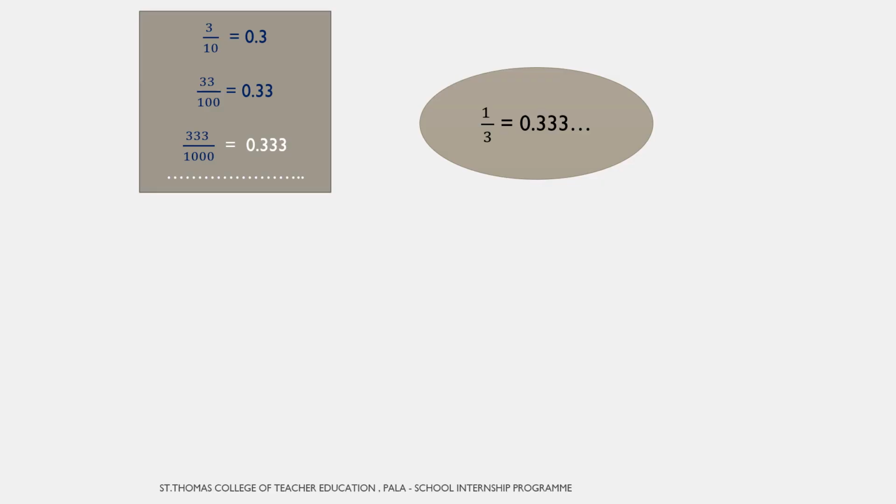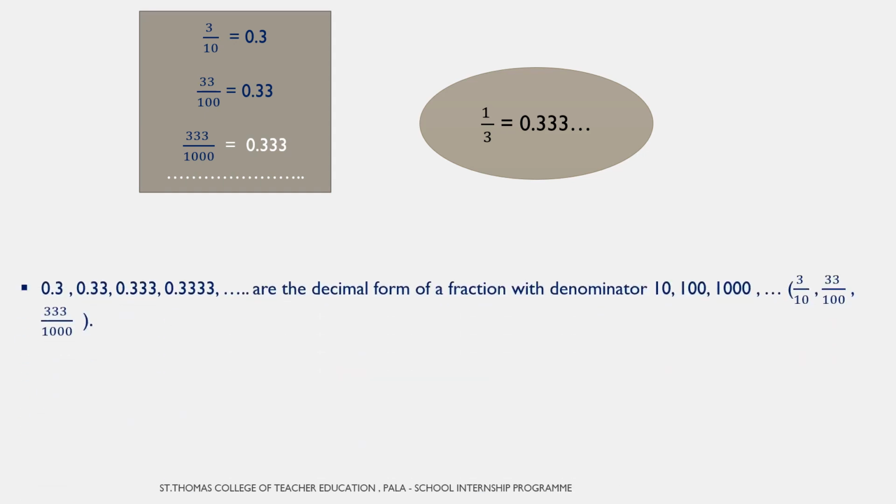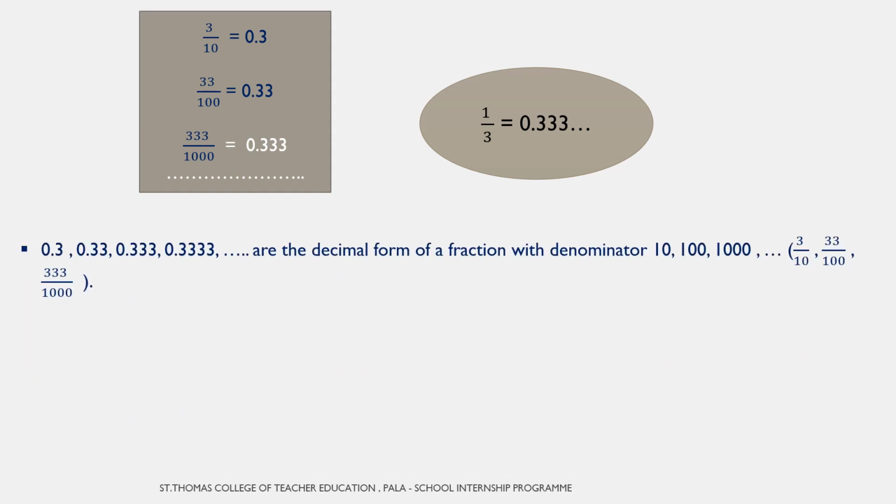Now let's analyze the decimal form of 1 by 3, which is equal to 0.333 etc., in detail. See, 0.3, 0.33, 0.333 and so on are the decimal forms of fractions with denominator 10, 100, 1000 and so on, isn't it? That is, 0.3 is 3 by 10, 0.33 is 33 by 100 and so on.